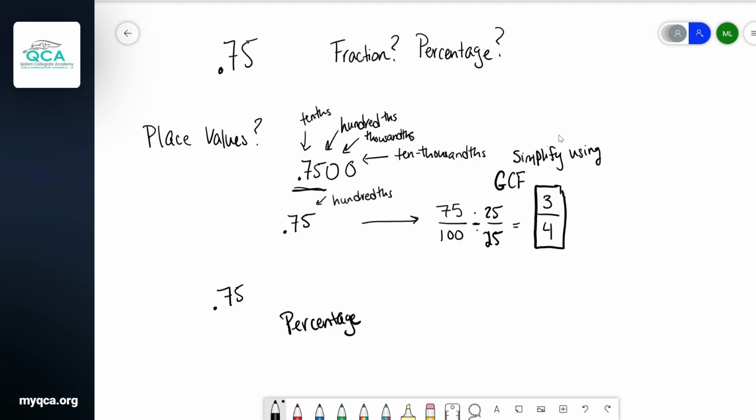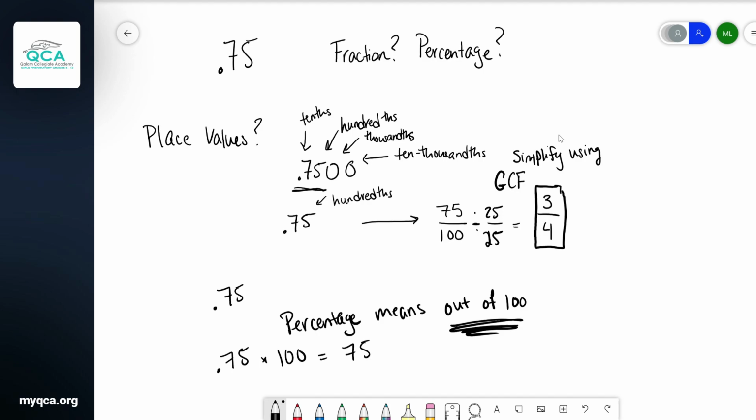I'm writing it down so that you can also see what it says, in case you didn't catch what I said. Percentage means out of 100. This is the key word right here, out of 100. So if you want to change a decimal to a percentage, all you do is multiply it by 100. 0.75 times 100, and you get 75.